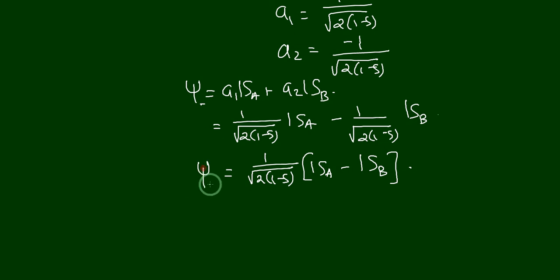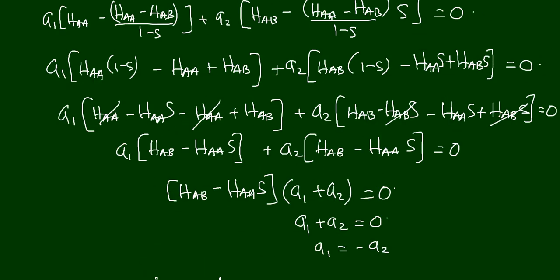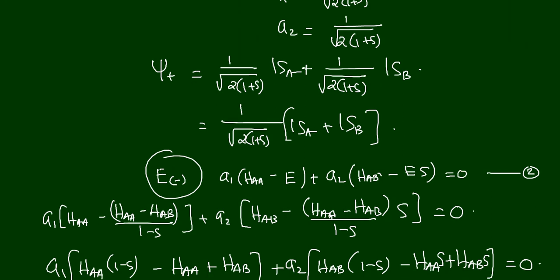So psi minus is equal to 1 divided by root of 2 into 1 minus s into 1s a minus 1s b. Now here we have two expressions for the wave function psi. The first expression was, what was that? It is here. Okay, we got an expression for psi plus.